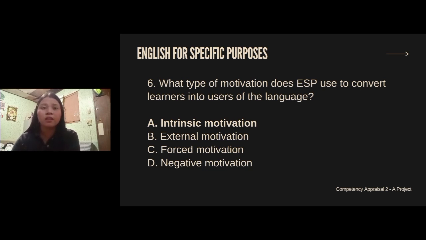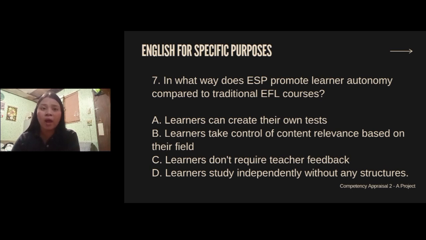Next question. Number 7, in what way does ESP promote learner autonomy compared to traditional EFL courses? A. Learners can create their own tests. B. Learners take control of content relevance based on their field. C. Learners don't require teacher feedback. And letter D. Learners study independently without any structure.